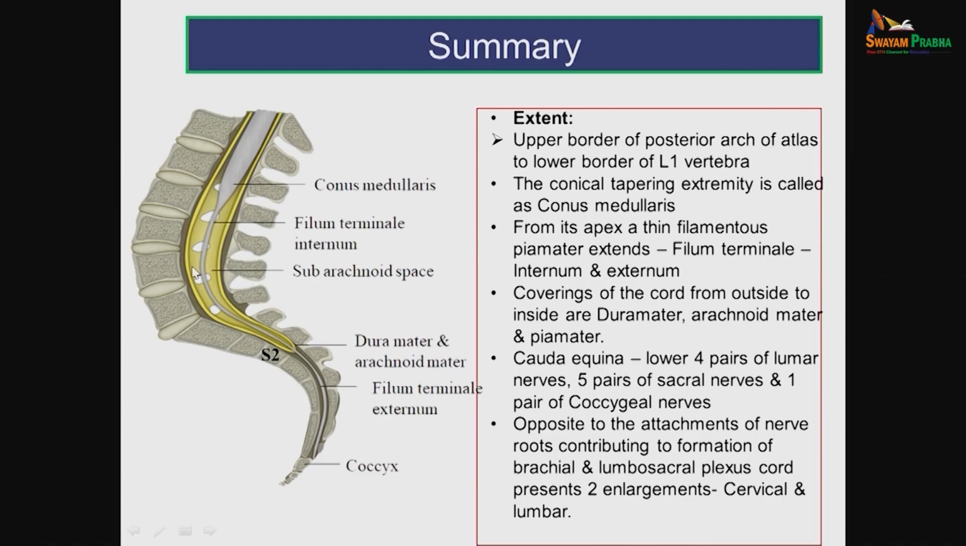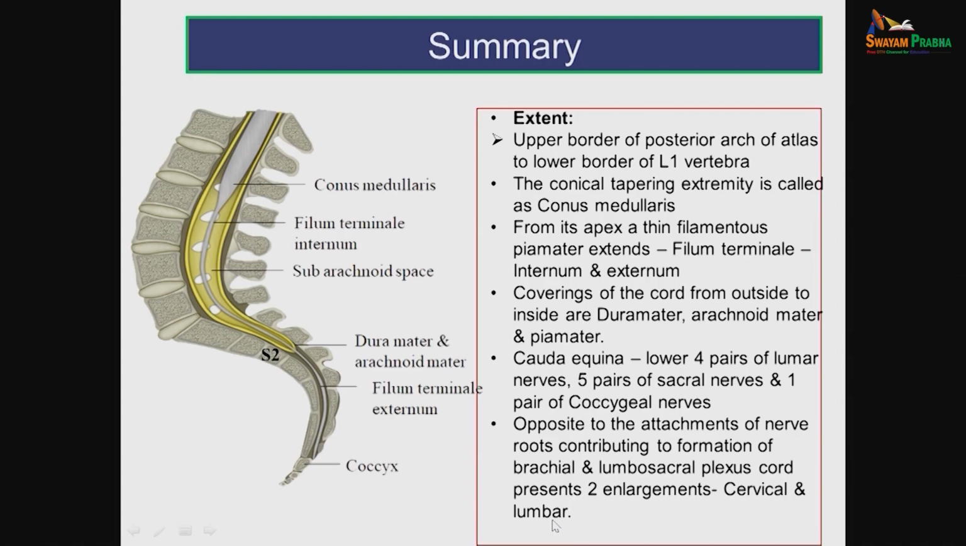So, the coverings of the cord, as we have learnt from outside to inside, will be dura mater, arachnoid mater, innermost will be the pia mater. Between the arachnoid mater and the pia mater will be the subarachnoid space. Cauda equina is composed of lower 4 pairs of lumbar nerves, 5 pairs of sacral nerves and 1 pair of coccygeal nerves. We learnt about two enlargements: opposite to the attachment of nerve roots contributing to the formation of brachial plexus, that is cervical enlargement, and opposite to the nerve roots contributing to the formation of lumbosacral plexus, that is called lumbar enlargement.